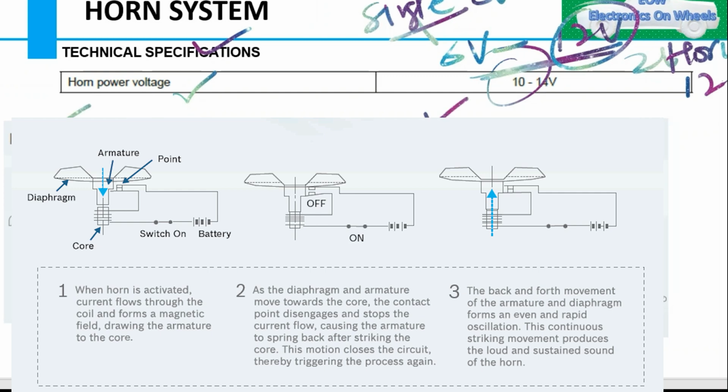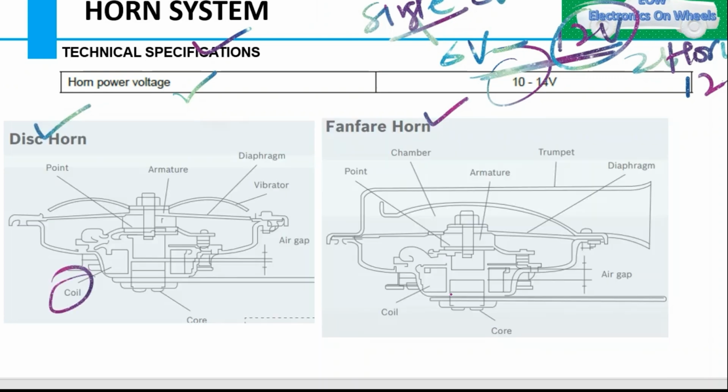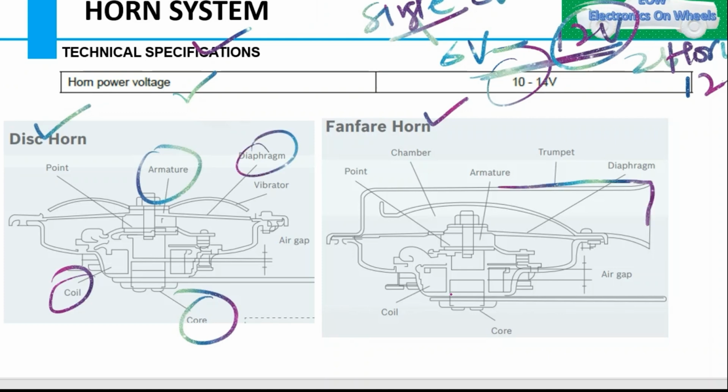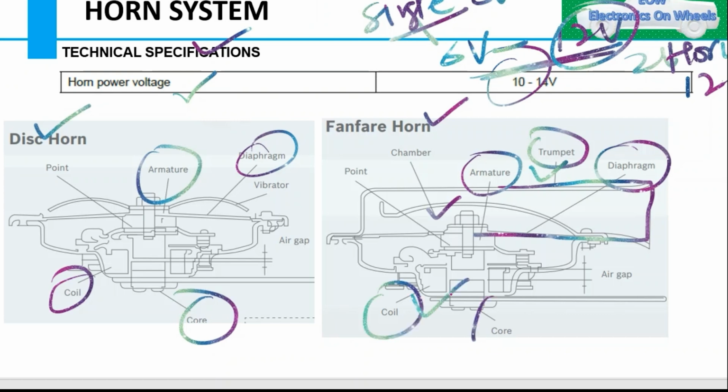I have just given the basic overview. There are many types of horn, but you just understand what the disc type of horn is. This is the basic element of the disc horn: you will have the coil, then the core, the armature, then the diaphragm and vibrator. In the fanfare horn, the extra part is the drum. Other than this, the chamber will have a new construction, which is an additional point. The armature, diaphragm and vibrator parts would be more or less the same. You will have the coil, core and air gaps, all the same.